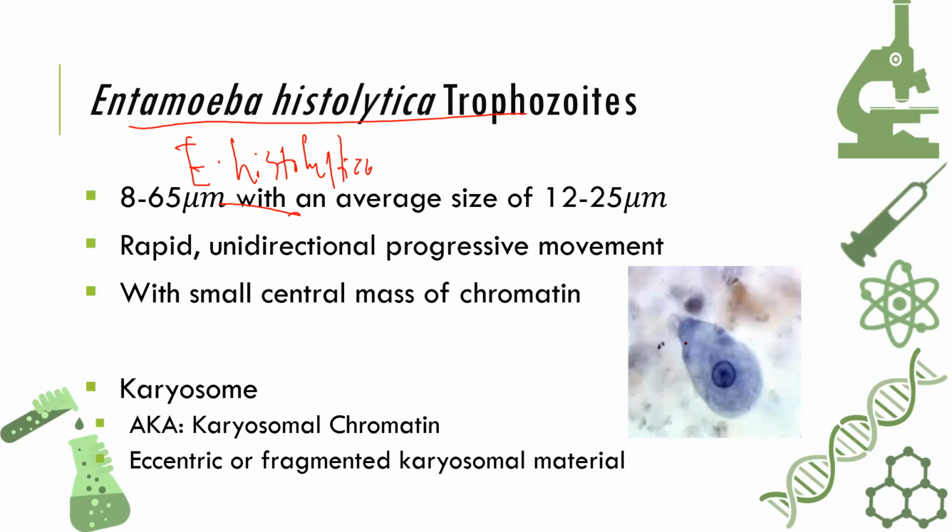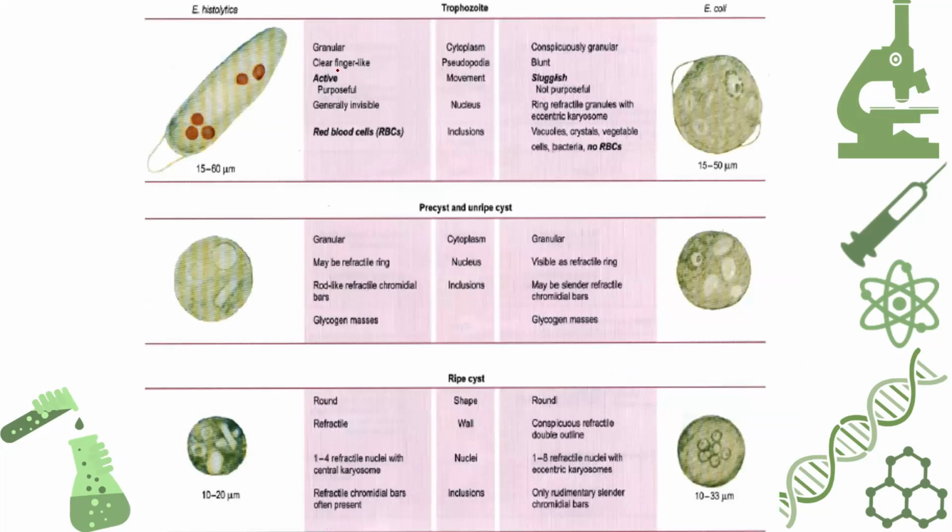Okay? And it is also equipped with what we call caryosome. Caryosome is also known as the caryosomal chromatin, which can be eccentric or fragmented caryosomal material. Now remember that we have here the trophozoite form of Entamoeba histolytica in comparison to the trophozoite form of our Entamoeba coli.